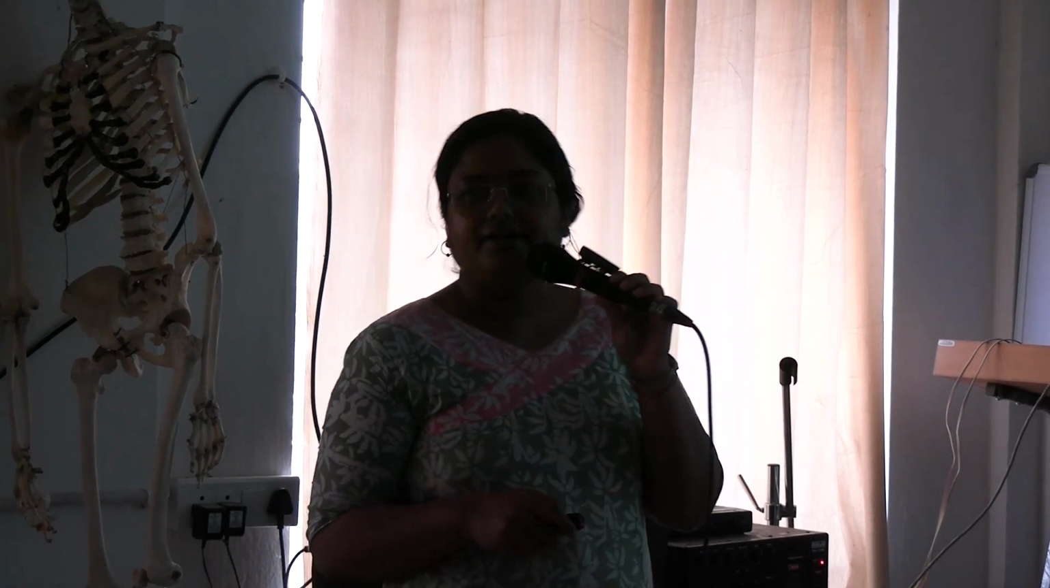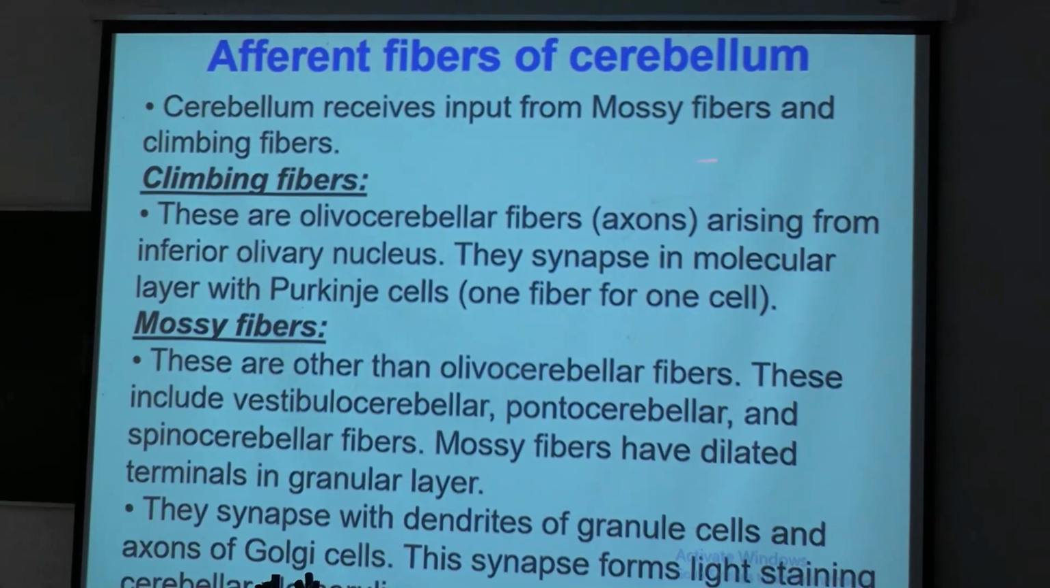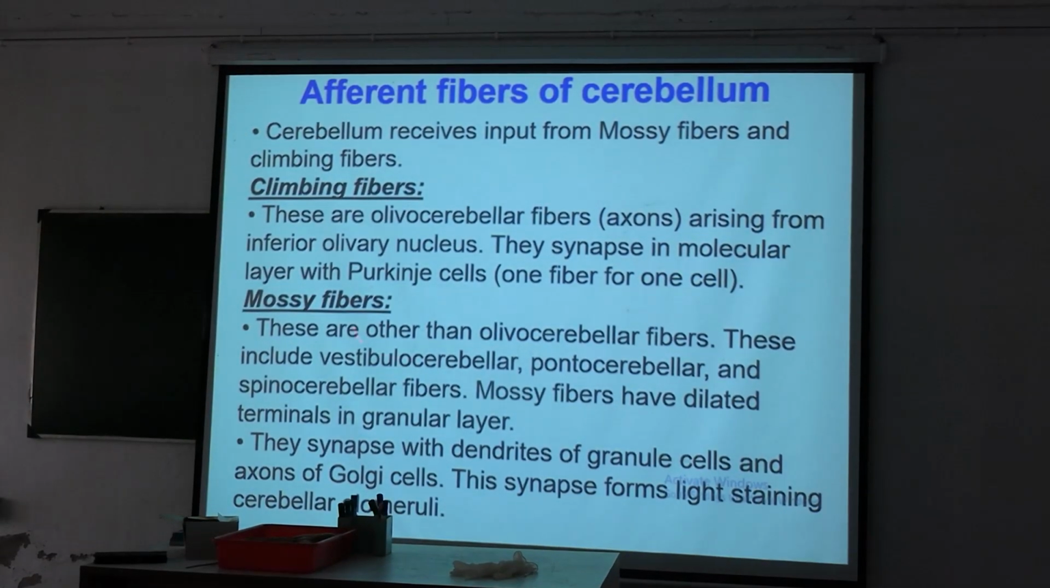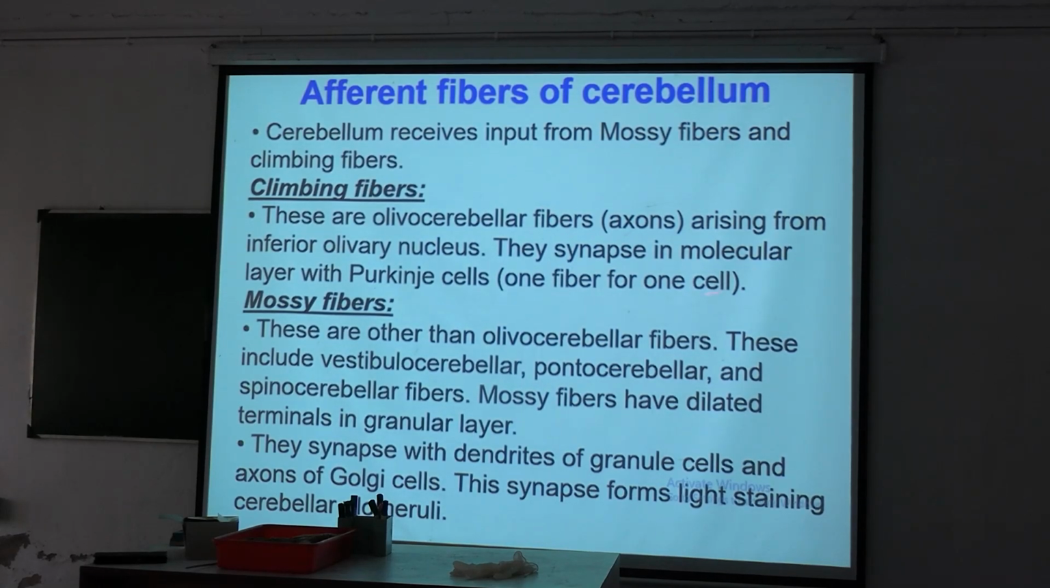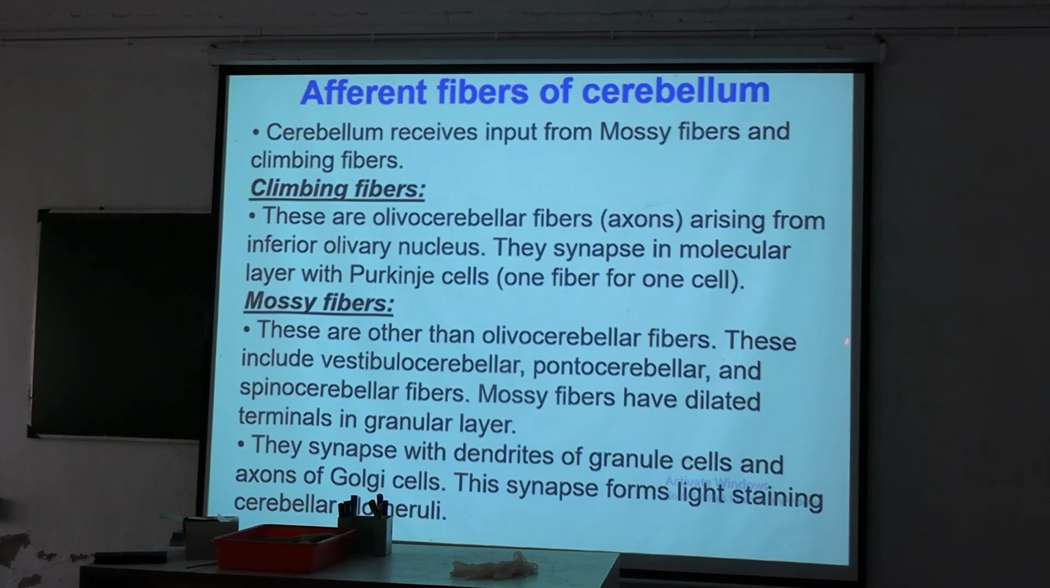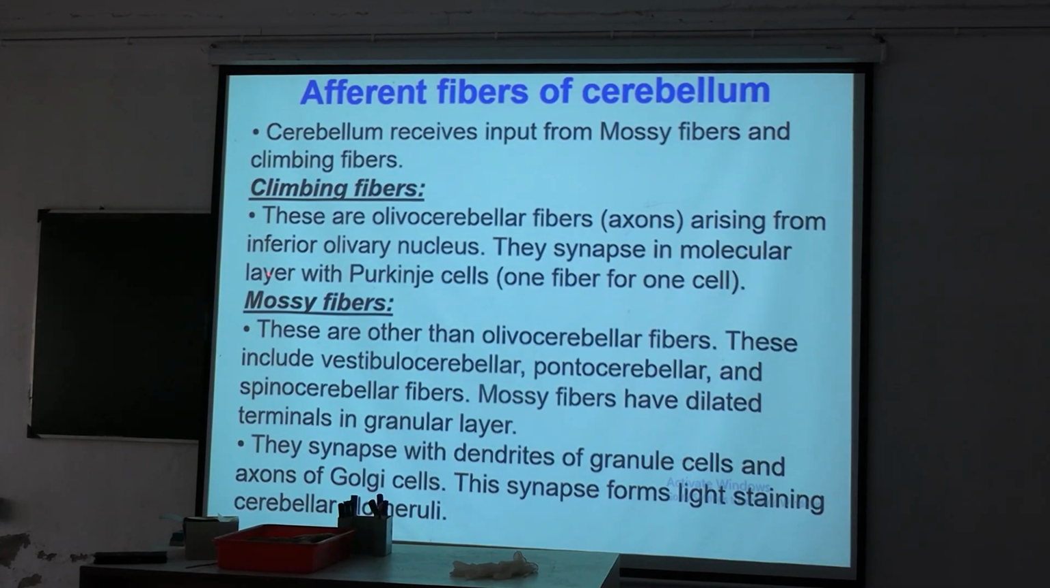So next we are going to the afferent fibers of the cerebellum. Cerebellum receives input from mossy fibers and climbing fibers. Climbing fibers, these are olivocerebellar fibers. These are axons arising from inferior olivary nucleus, and they synapse in the molecular layer with the Purkinje cells. One fiber for one cell.